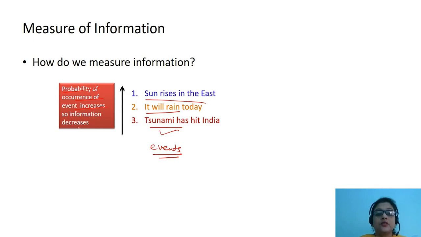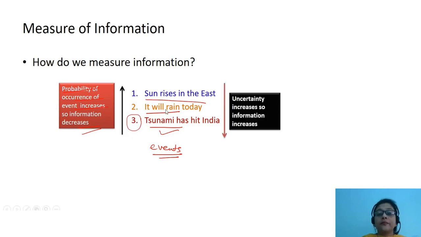So information content will decrease. Sun rises in the east has the highest probability of occurrence, so it is not going to give us any information. Whereas tsunami has hit India has the lowest probability of occurrence, so it will give us the highest information. On the other hand, uncertainty increases in this direction, so information content also increases in this direction. So we can see that probability is inversely proportional to the uncertainty of occurrence of the event.